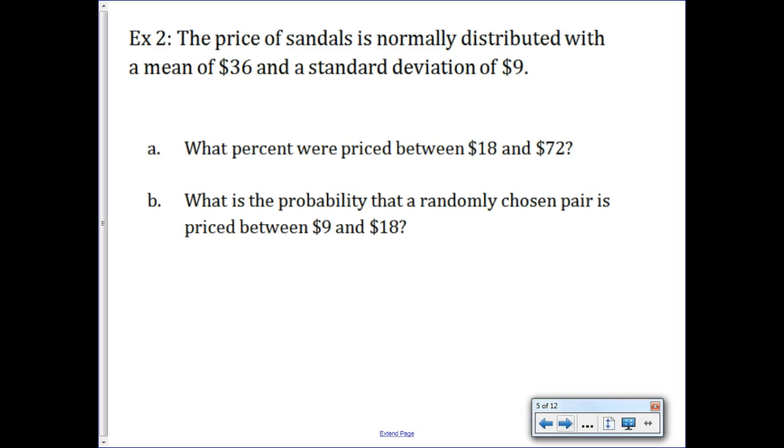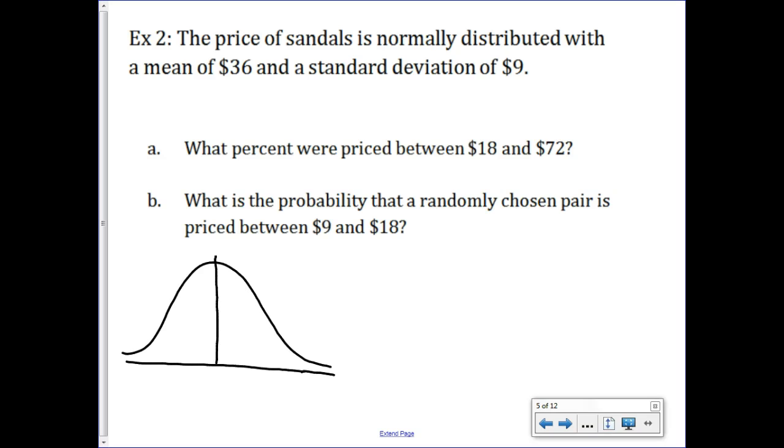All right, another type of problem that you will see is something like this. The price of sandals is normally distributed with a mean of 36 and a standard deviation of 9. What percent were priced between $18 and $72? So what I want to look at is I'm just going to draw in a curve here. So my mean is 36. And then every standard deviation is 9 away. So I'm going to draw until I get to those values that I need.